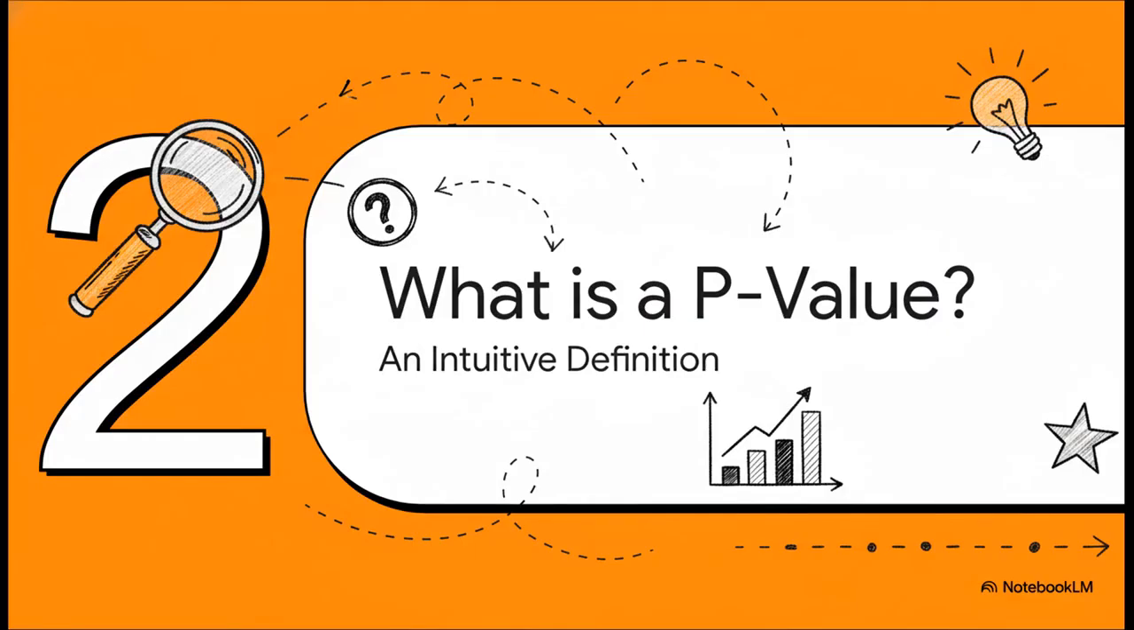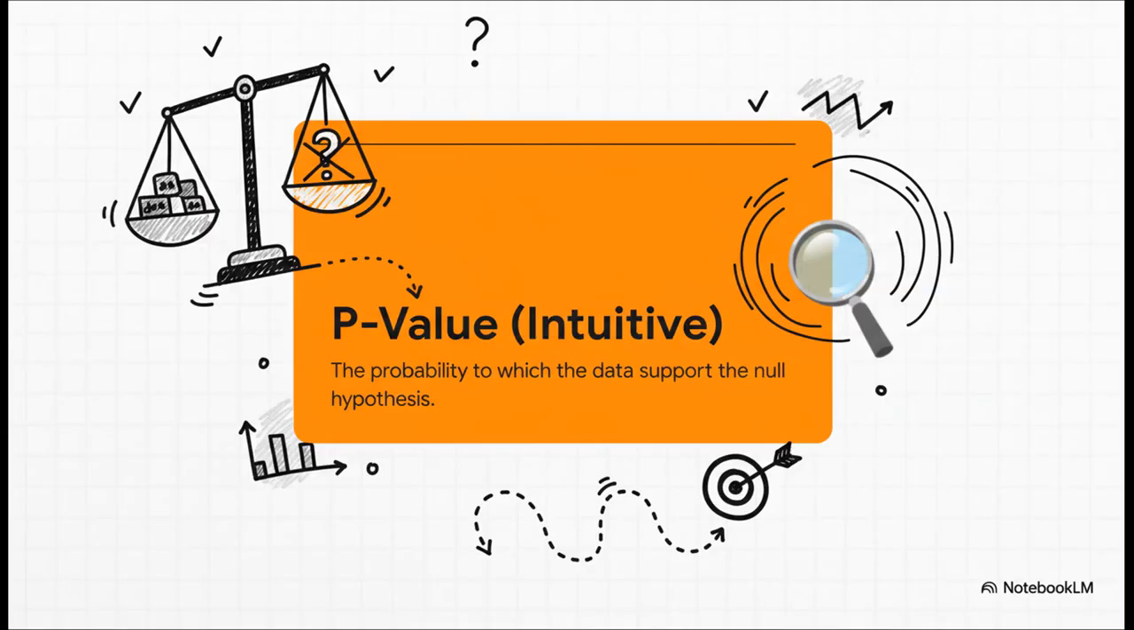Okay, so now that we have that background, let's bring in the star of our show. What is a p-value? We're going to start with a really simple, intuitive way of thinking about it, and then we'll get to the more formal textbook version. So here's the easiest way to wrap your head around it. A p-value is simply the probability that your data supports the null hypothesis. It's a measure of how well your results fit in with that nothing is going on world.